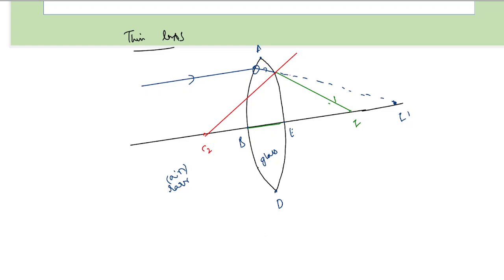Now let's see what is the use of a thin lens. To understand this, we'll take a very, very thin lens, something like this. So in a thin lens, again here we'll have two refractions.